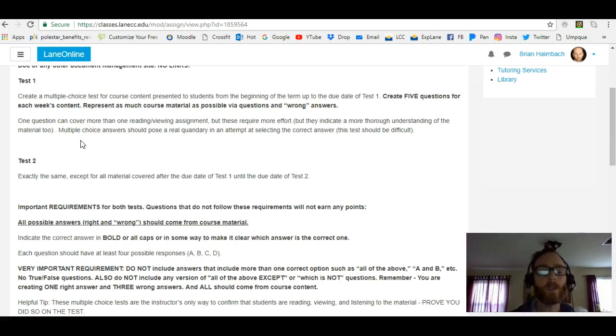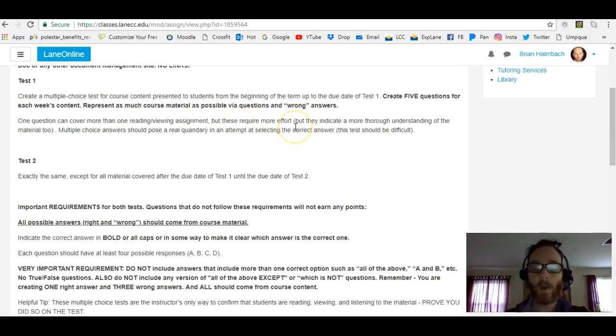It means that you're going to include, it's a multiple choice test, so there's a way to include information from multiple reading and viewing assignments through your wrong answers. So you're going to create 5 questions for each week's content. You have to represent as much course material as possible via your wrong answers. And that'll make sense when we look at this stuff down below. 1 question can cover more than 1 reading or viewing assignment. As a matter of fact, it will.